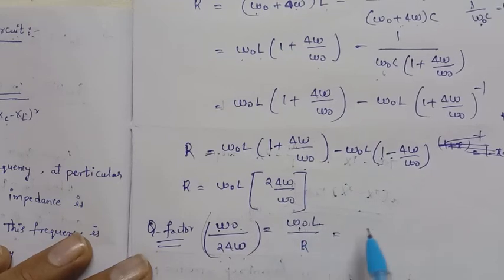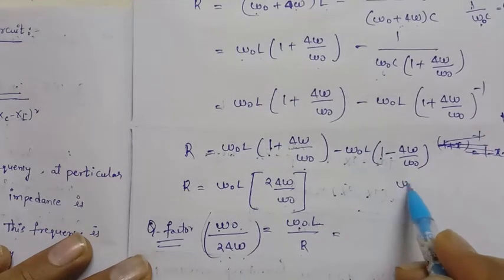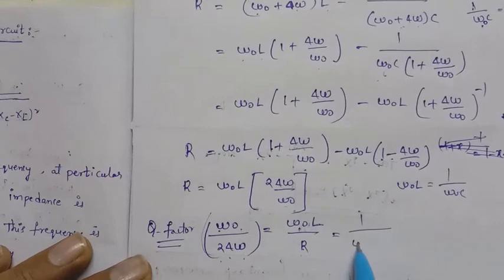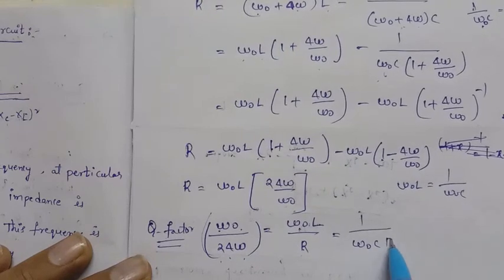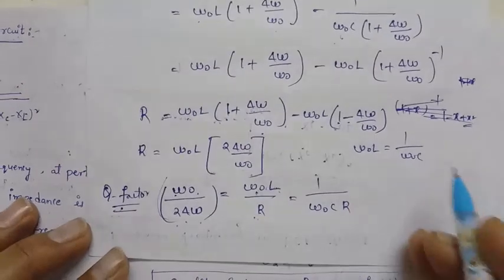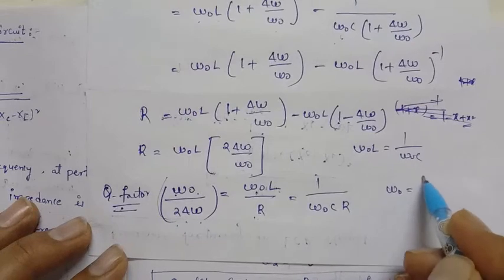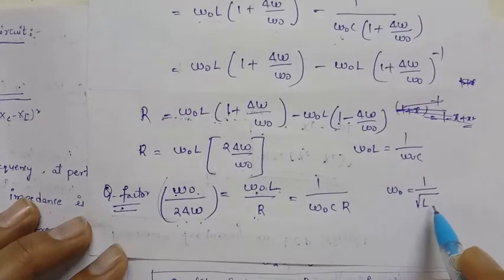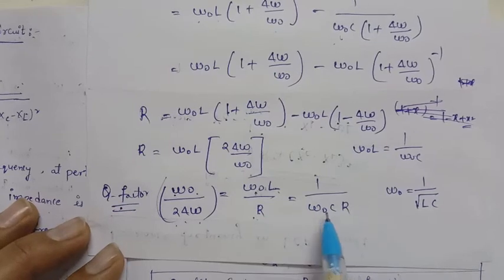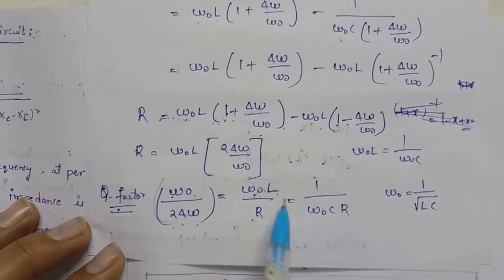Omega naught L is equal to 1 by omega naught C, so that gives 1 by omega naught C R. That means this quality factor depends upon L and R. In terms of L, C, and R also you have to write it. At resonance frequency omega naught is equal to 1 by root of LC, so you have to substitute the omega naught expression here.